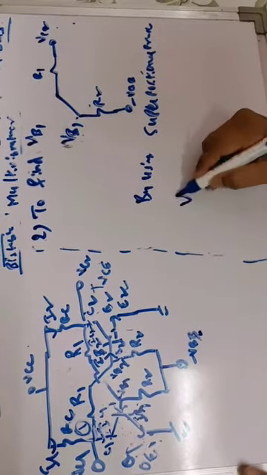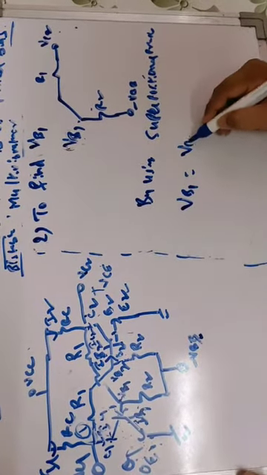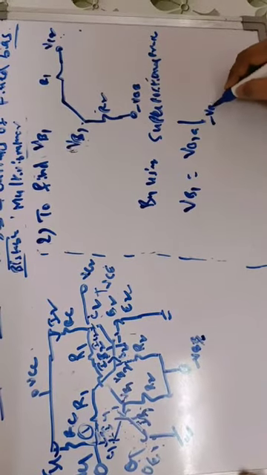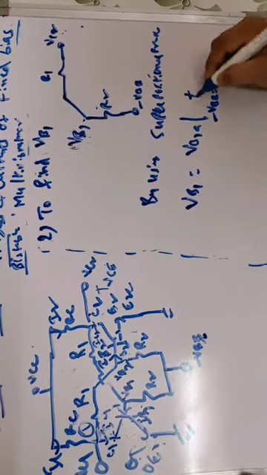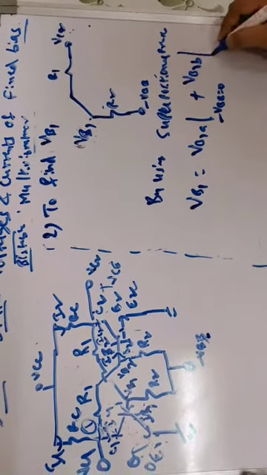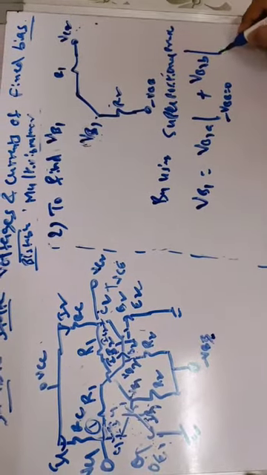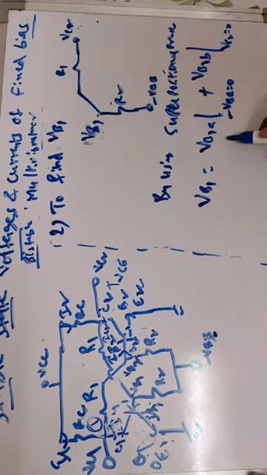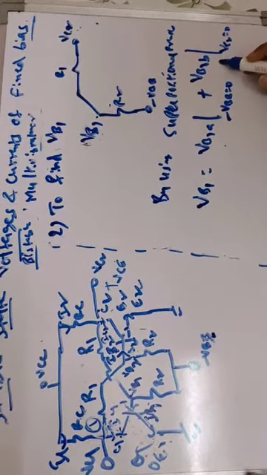So we can find VB1 is a combination of VB1A, by considering VC2 and neglecting the effect of VBB, that is minus VBB equal to 0, plus VB1B, by neglecting the effect of VC2, that is VC2 equal to 0, and considering minus VBB. So we will find VB1A and VB1B here.